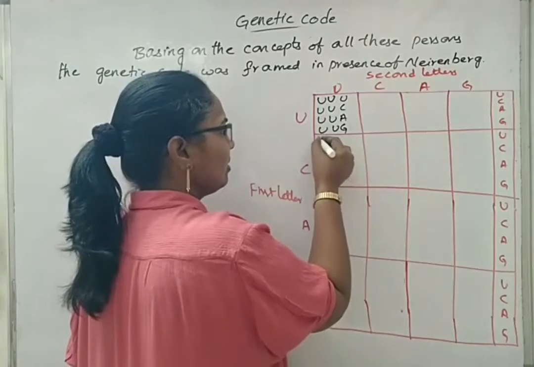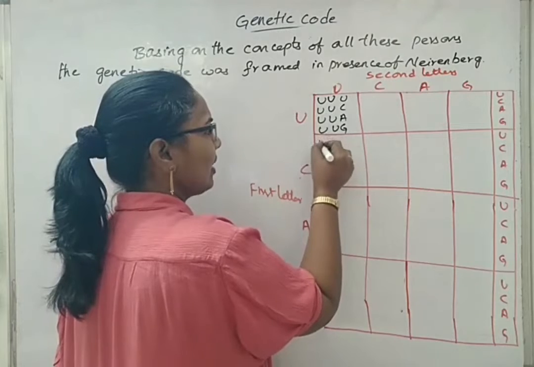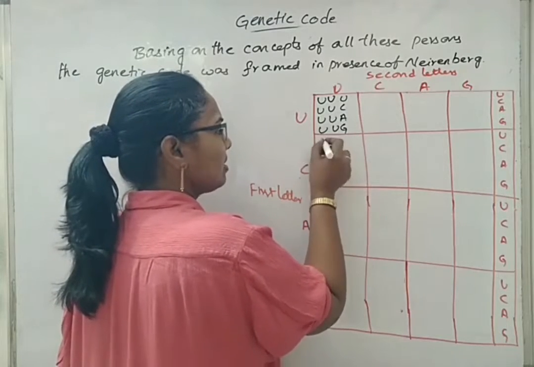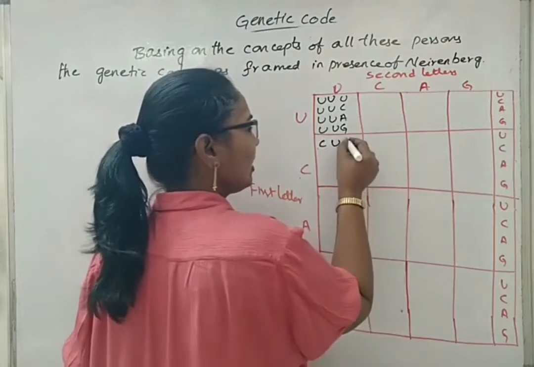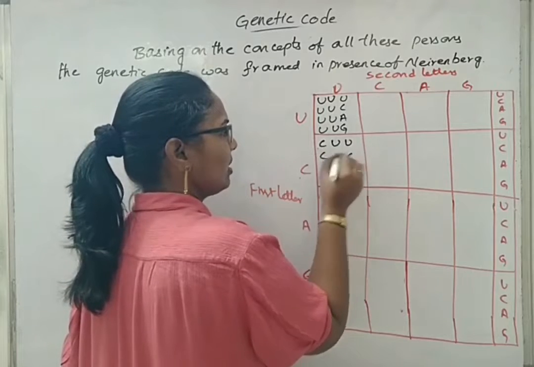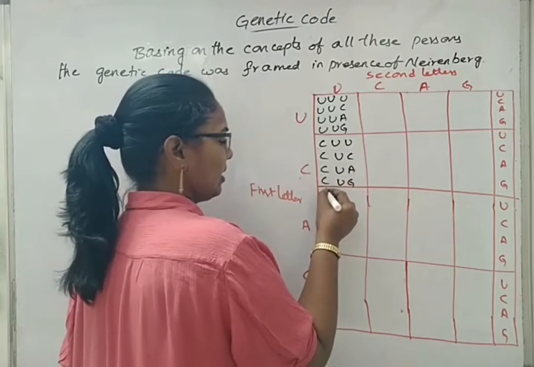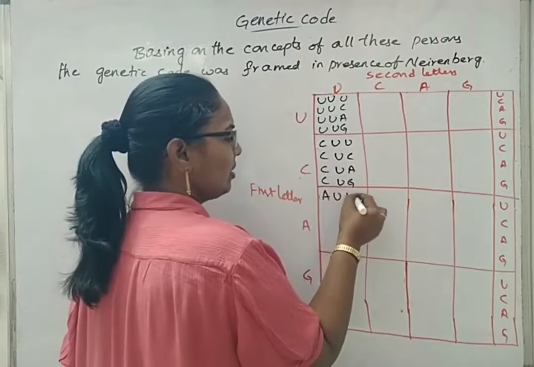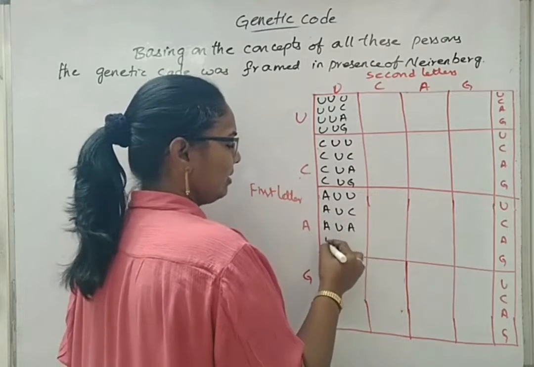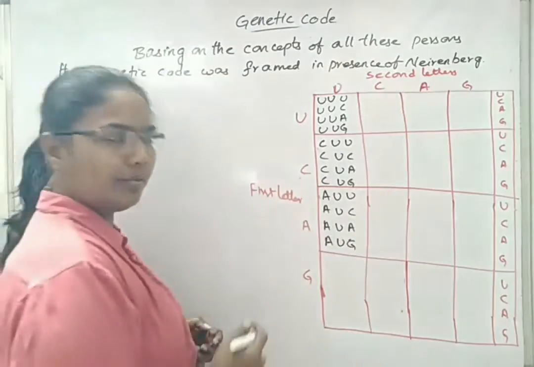And another one. So here is cytosine. Cytosine, uracil, first of all we will write cytosine. The second letter should be written, which is on the upper side. Cytosine, uracil. Third one, we should write like this, the third letter. Like C, U, C. C, U, A. C, U, G. Next, adenine, uracil, uracil. Adenine, uracil, cytosine. Adenine, uracil, adenine. Adenine, uracil, guanine. The combinations should be written like this.